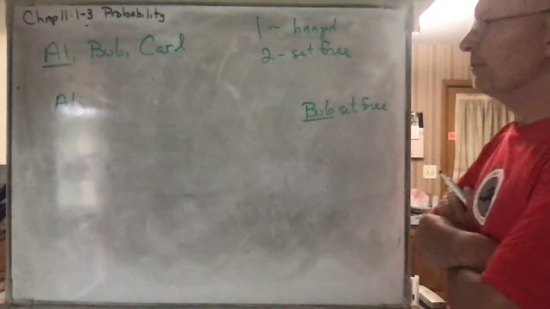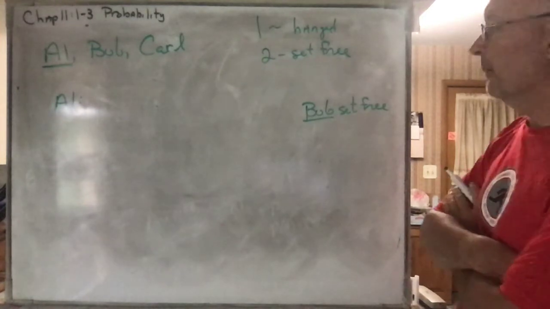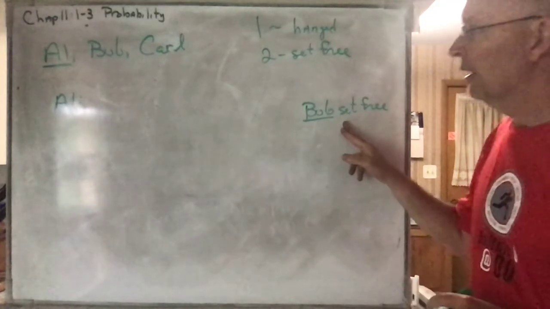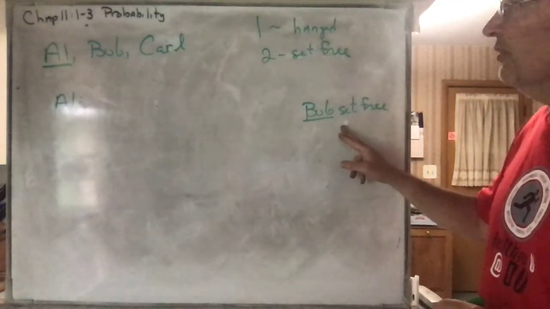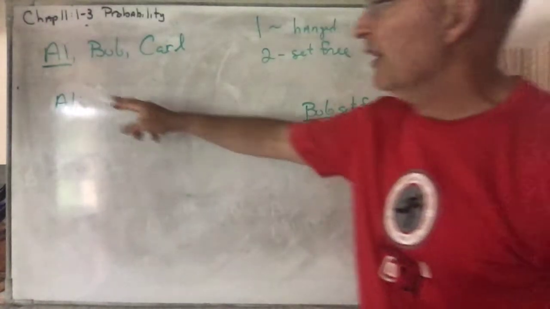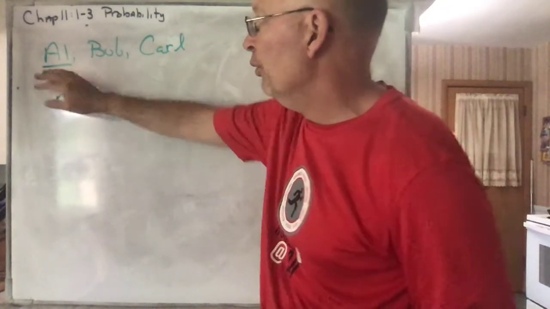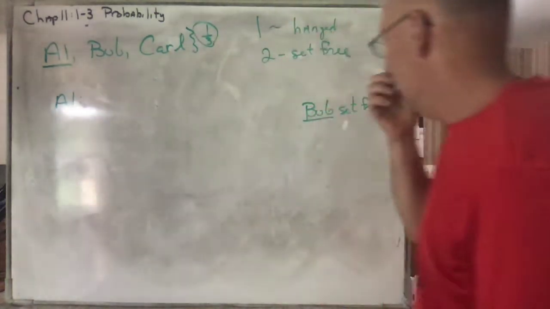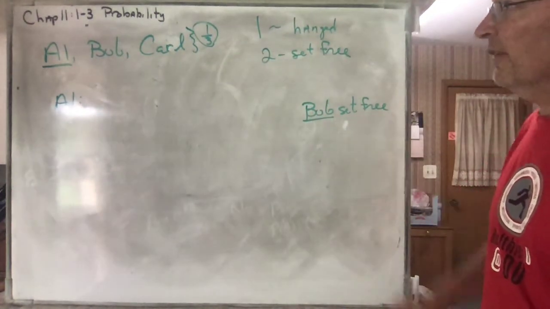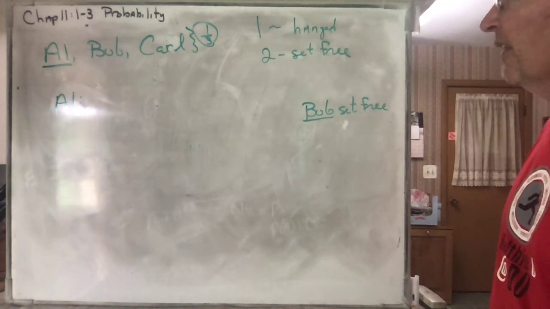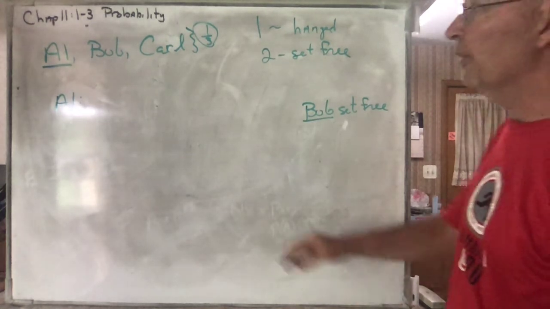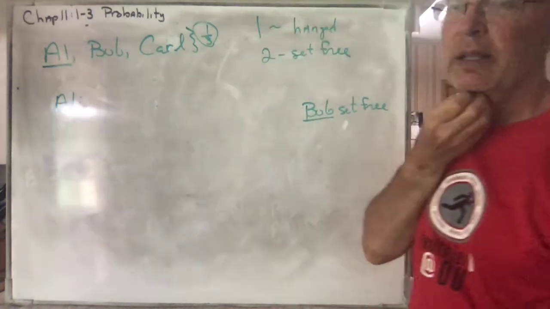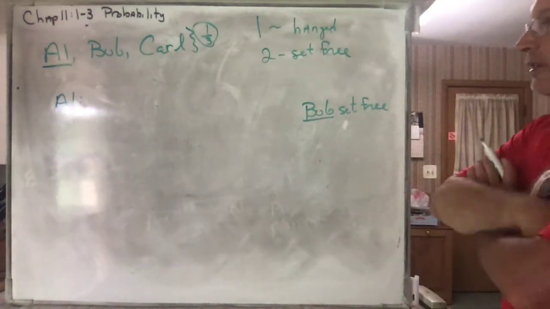And the question is, if the jailer tells Al that Bob is going to be set free, does that change Al's chances of getting hanged? Before he knew that, his chances of getting hanged were 1 in 3. Agreed? If he now knows that Bob is going to be set free, does that mean that now he has chances of 1 in 2? Because he knows that Bob is going to be set free, and so it's now either him or Carl. Does that make a difference?